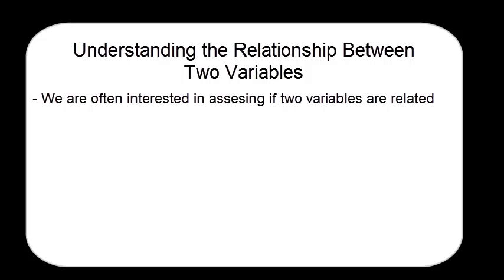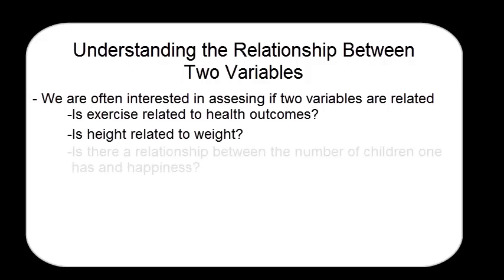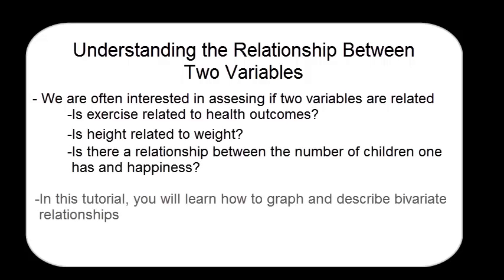While univariate information, for instance, average happiness scores or average diabetes rates in the US, is useful, the pattern of two or more variables can provide a much richer understanding of the data. Is there a relationship between exercise and health outcomes? Is there a relationship between happiness scores and the number of children that people have? In this tutorial, we will explore how to graph and describe the relationship between two variables.